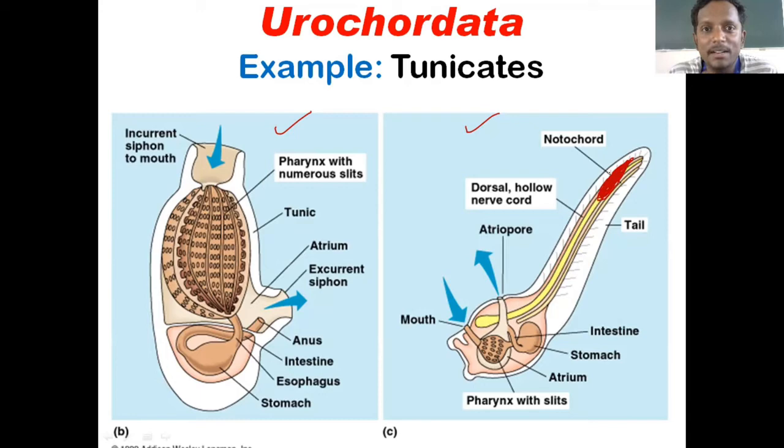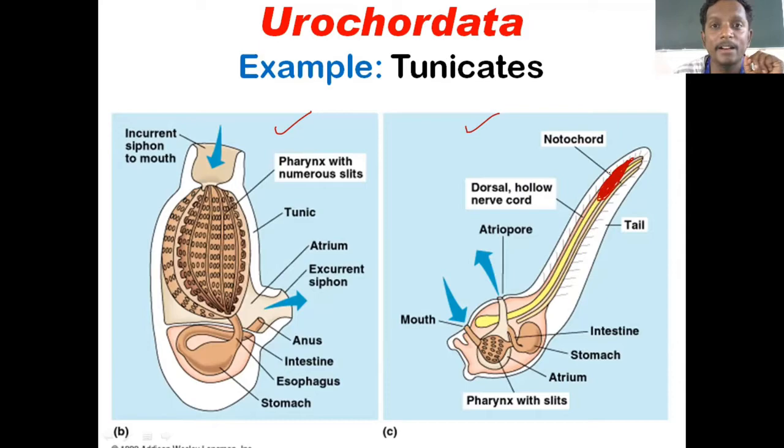So this right side is the larva, left side is the adult. So when this larva develops or metamorphoses into adult, even that notochord which was present in the tail region will get eliminated. Okay, the adult will not be having any traces of notochord. That's why uro means tail. That's why the name Urochordata.